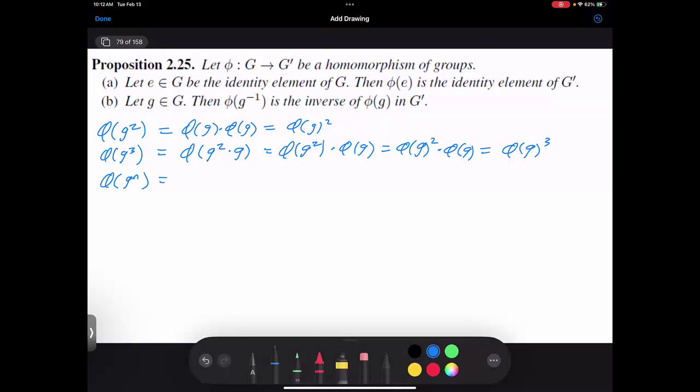Yeah, move the n outside, right? And how do we prove this? And for what n is this true? So we've got it right now for n a positive integer.